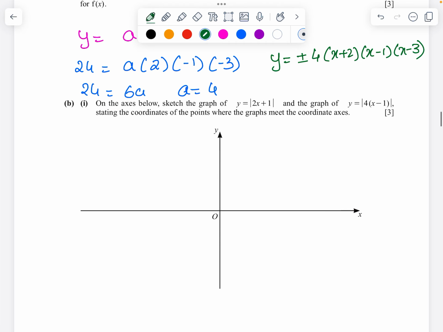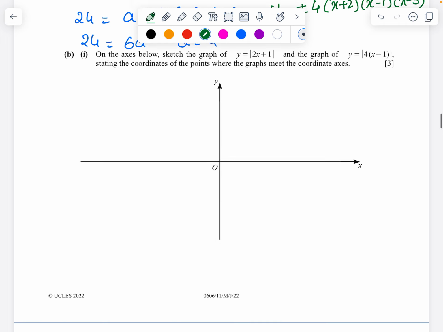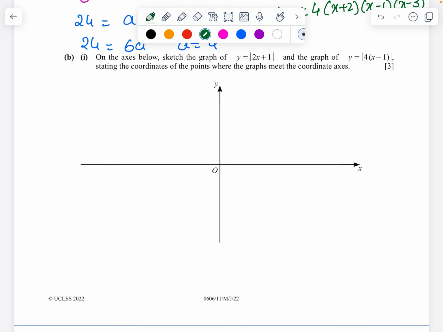On the axis below, sketch the graph y equals absolute value of 2x plus 1 and y equals absolute value of 4 times x minus 1, stating the coordinates of the points where the graph meets the coordinate axis. So a 3 marks question. So first of all, y equals 2x plus 1. So what I know, the y-intercept is 1. So it's going to be intersecting the y-axis at 1.